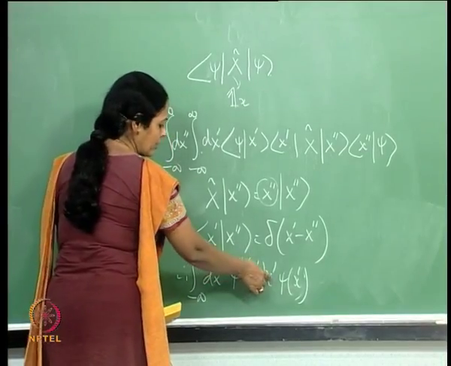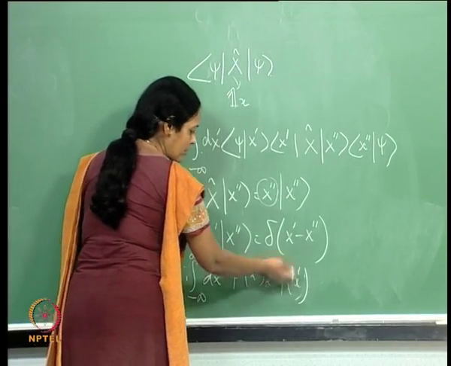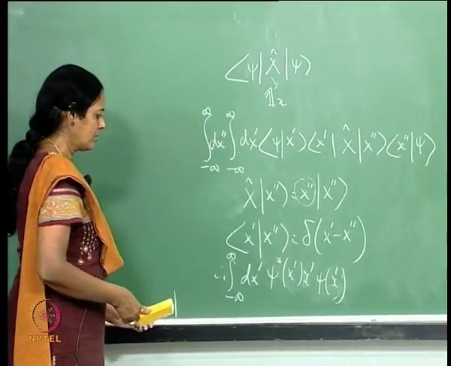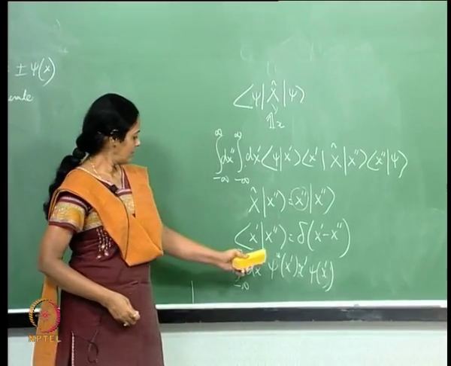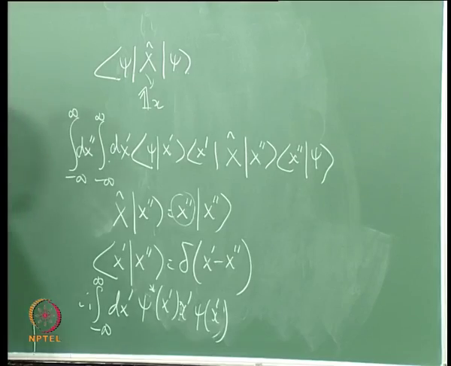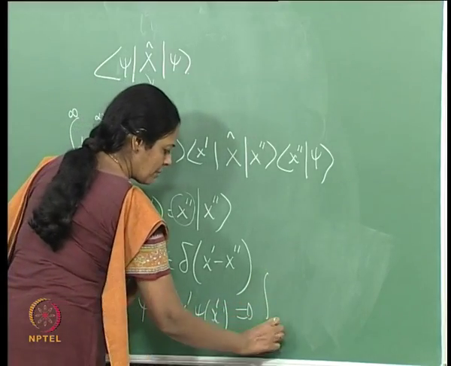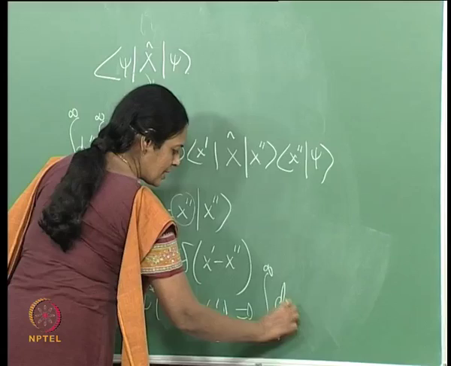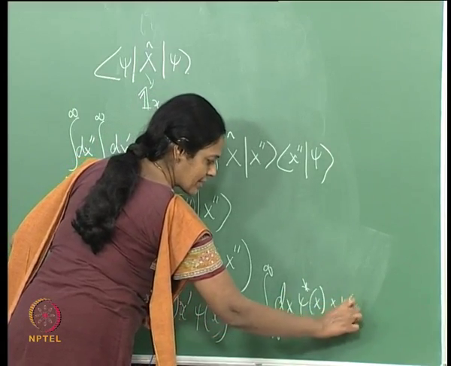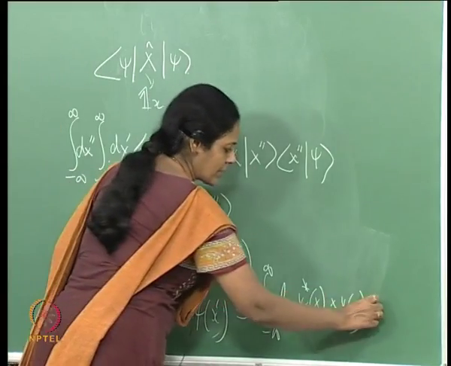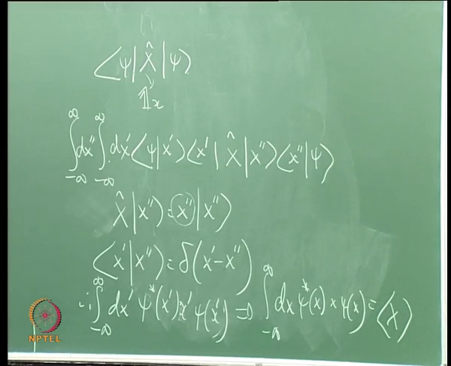This is just a variable, so I could have written it as dx prime, x prime, psi star of x prime, psi of x prime, or I could have put it anywhere. And because the integral is over x prime, I can just write this as integral from minus infinity to infinity dx psi star of x, x, psi of x. This is the expectation value of x in the state psi of x.